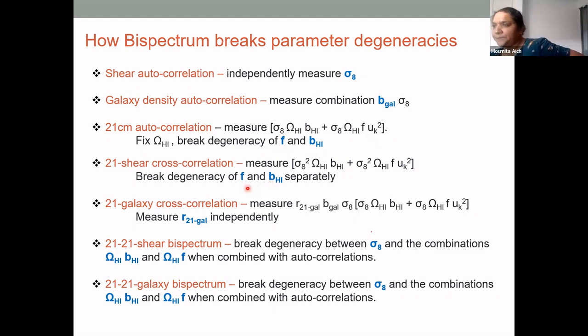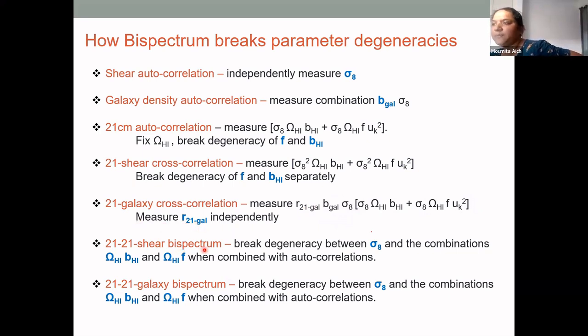When you look at the galaxy cross correlation, it has these terms coming into the equation. You've already measured what's in the bracket from the 21 centimeter autocorrelation. You've measured the galaxy bias. You measured sigma 8. Then you can measure the cross correlation coefficient R21 gal independently.